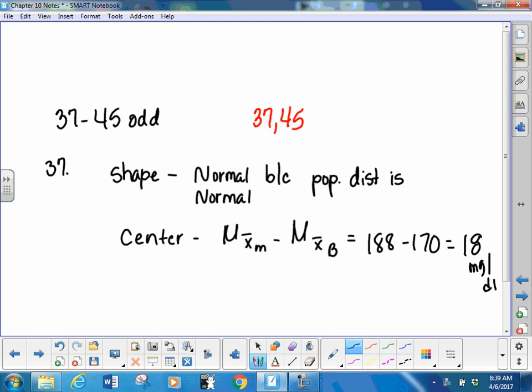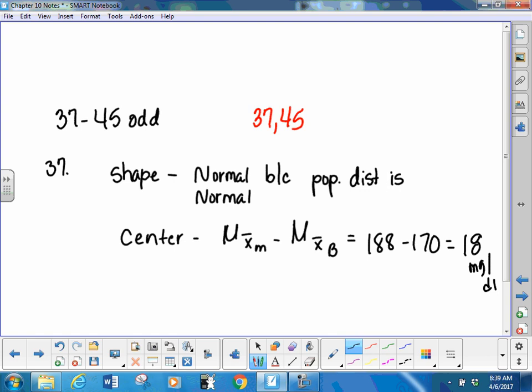So what happened in 35, they gave you a little setup, and they actually told you that the population distribution was normal. If they do that, you don't have to worry about the sample size or graphing or anything like that. You can assume that your sample is normal as well. So that makes it nice when they come out and tell you that.